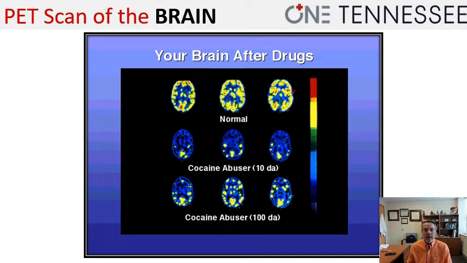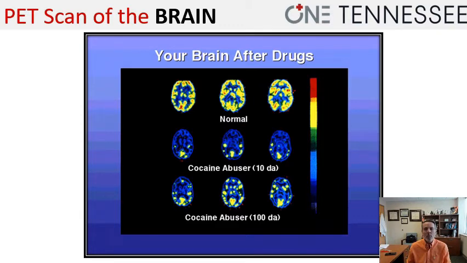So looking at the top line there, you see that's a normal brain and there's lots of activity. So there's a lot of lit up areas. That middle row, that is someone who's been misusing or abusing cocaine for about 10 days straight. So that's releasing a lot of dopamine. And if you look there, the parts of the brain that are no longer lit up are the frontal lobe, the top part of the brain. So if you see there, the back part or that reptilian complex, your reward pathway, that is still lit up.